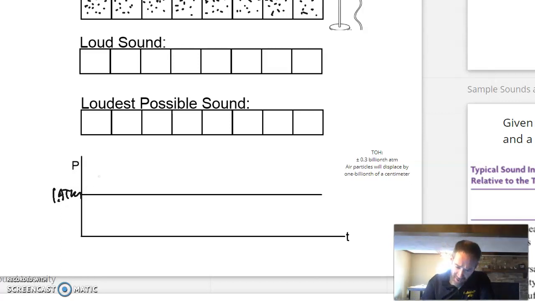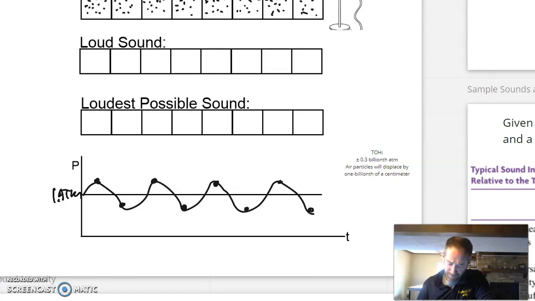You would see that at this spot it would be at 11. I'm trying to draw it right underneath that box. And then at this spot it would be 9. And 11, or whatever amount of pressure corresponds with 11, and then 9. And then 11, 9, 11, 9. And I've exaggerated that so you can see something, but we're looking at a wave, something like that.